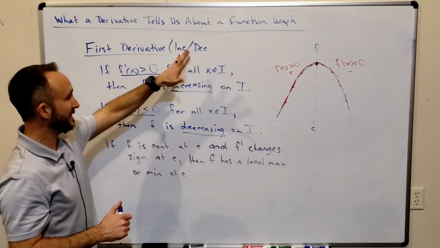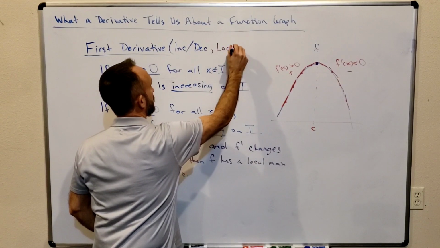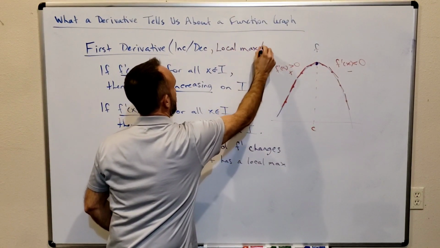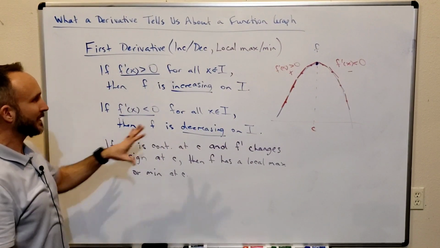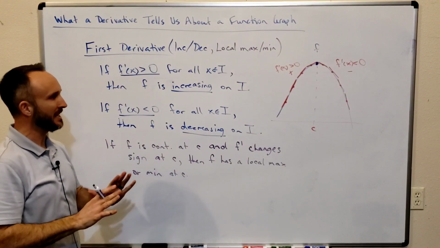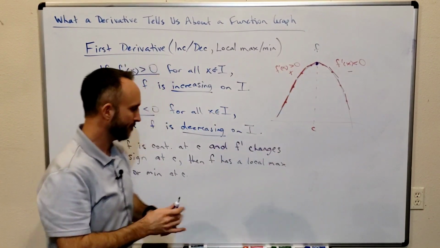All right, so the first derivative can tell us two things. It can tell us increasing, decreasing behavior, but it can also tell us local max and min points. So that's what the first derivative is good for. Pretty easy to see that because the first derivative just represents the slope of the tangent line.